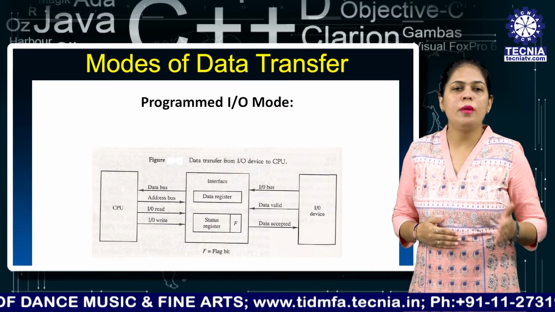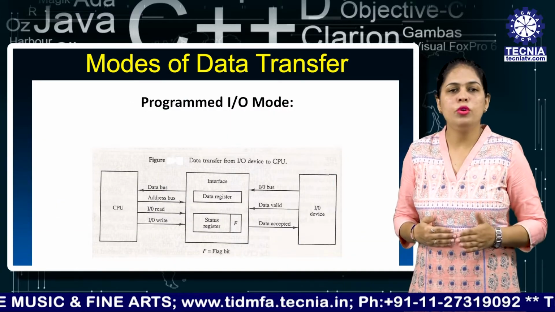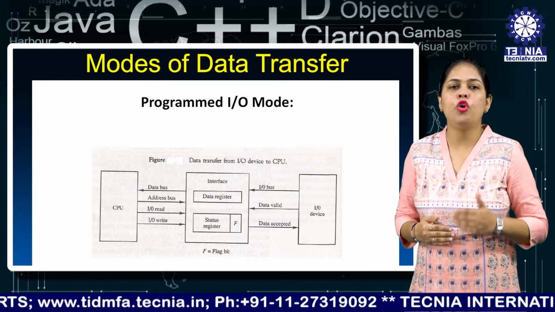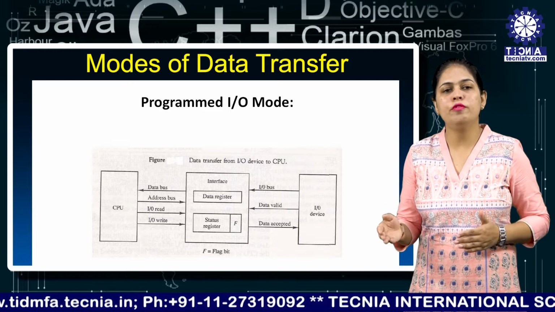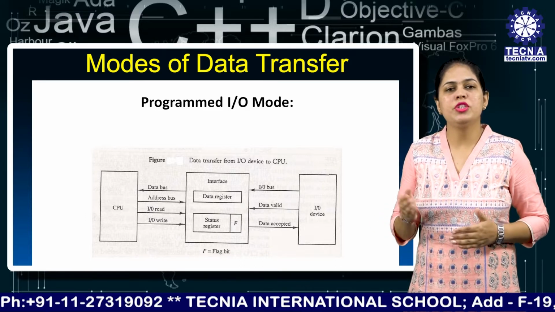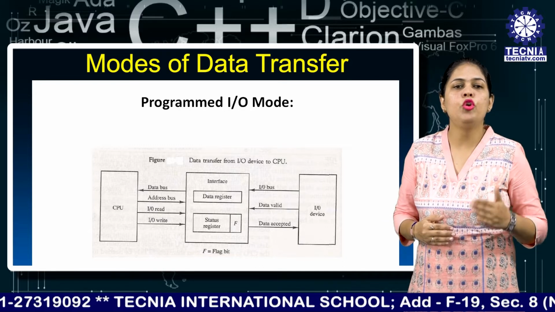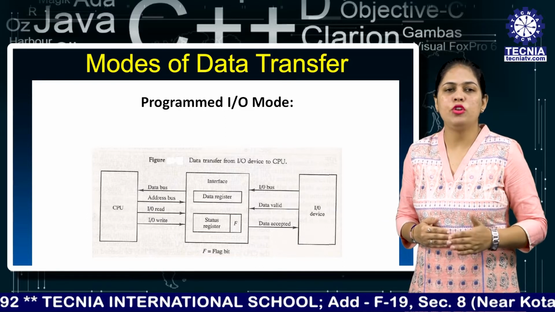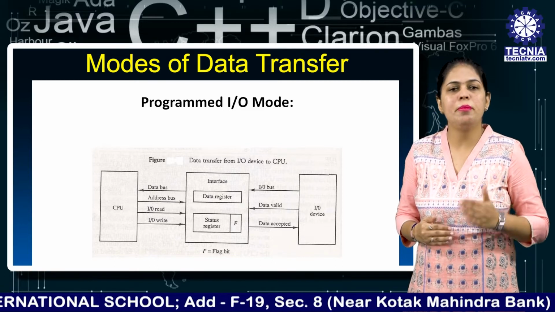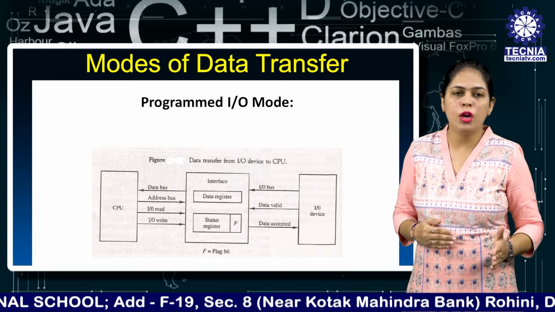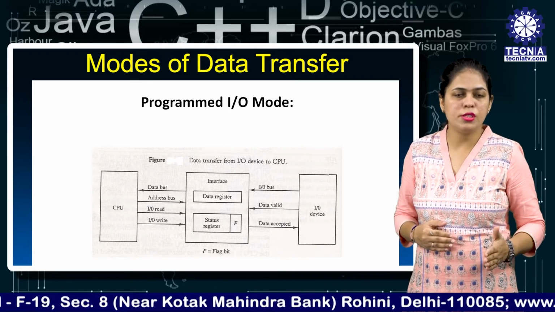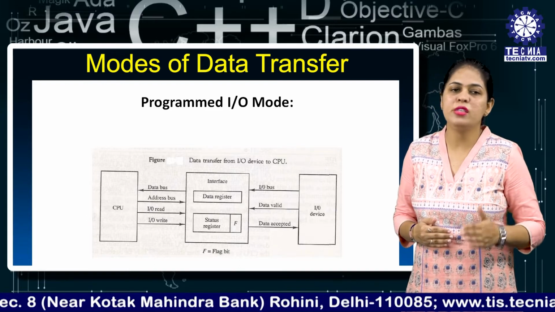First is programmed input output mode. In this mode of data transfer, the operations are the result of input output instructions, which are part of the computer program. Each data transfer is initiated by an instruction in the program. Normally, the transfer is from a CPU register to peripheral devices or vice versa.